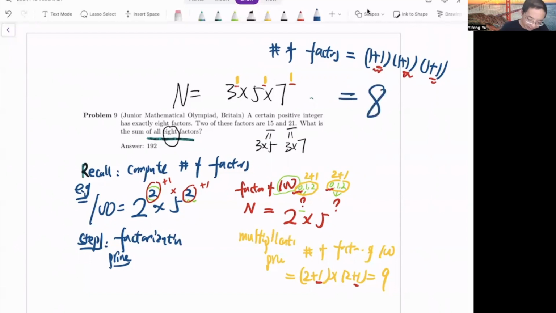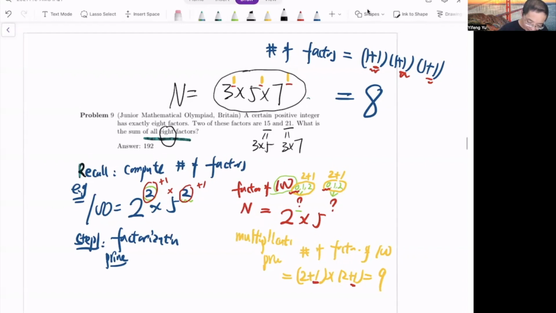So if we just use 3, 5, 7, that's exactly the number we are looking for, 8. You cannot multiply in anything else. You cannot have more powers of 3, you cannot have more powers of 5, and you cannot have any other prime numbers. Otherwise, you increase the number of factors. So we get n, and that's what we have.